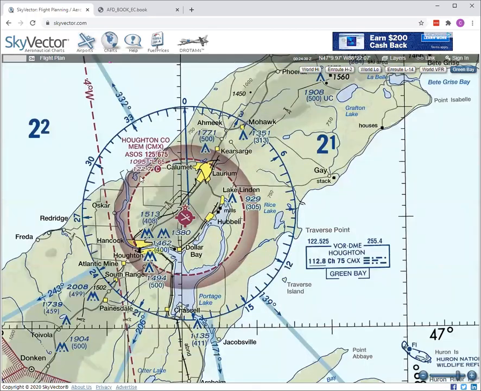Over here, we have another one of those special symbols. So this is a Class E transition area, but on top of that, we also have the dashed magenta line. And the dashed magenta line is Class E to the surface. So inside of that, everything is Class E down to the surface. The reason airports have these is because they have some sort of instrument approach, and it's for visual flight rules. So instead of Class G flight rules, you have to follow Class E flight rules, and it just helps with traffic and stuff like that.